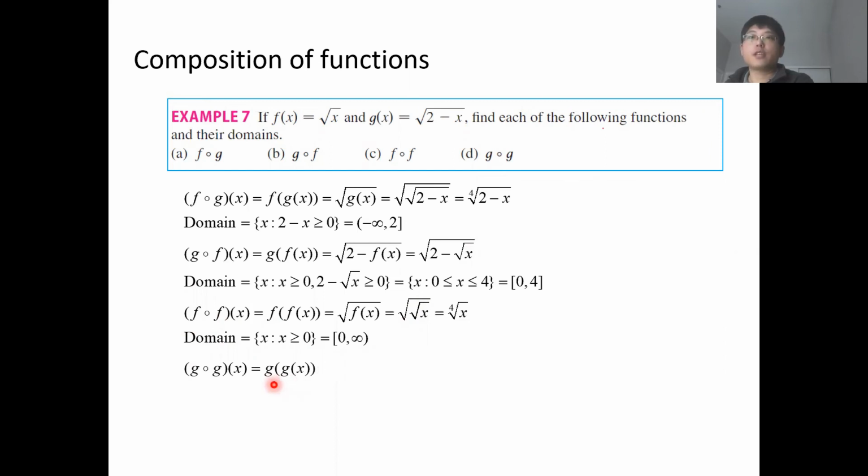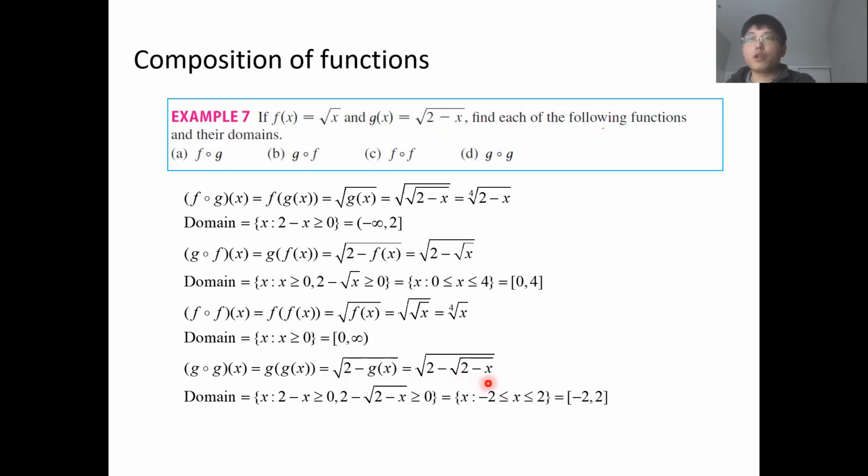So since g sends x to root of 2 minus x, g would then send g of x to root of 2 minus g of x. And then you plug in g of x, so that way you get this expression. Well, the domain for this one is slightly more complicated. So first, you need to make sure that this is greater or equal to 0, so as to make sure g is defined.